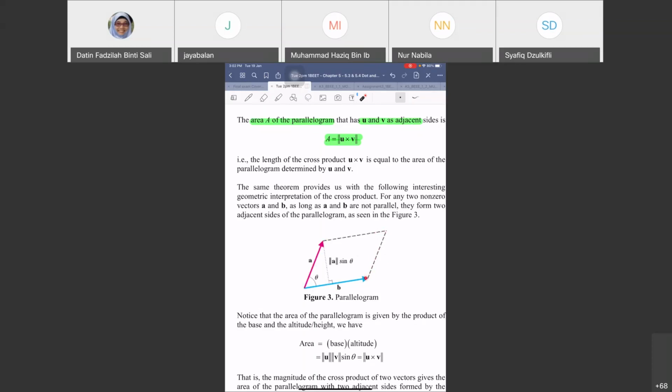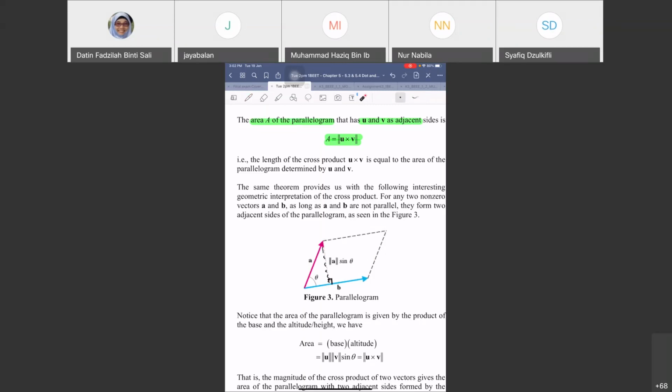So to find the area of a parallelogram, we said that it has to be base times height. So in this case, base times altitude. Altitude means the height. So base is this B vector. So if let's say we want to find the height, the height for the parallelogram is this. This is the height, which makes 90 degrees.